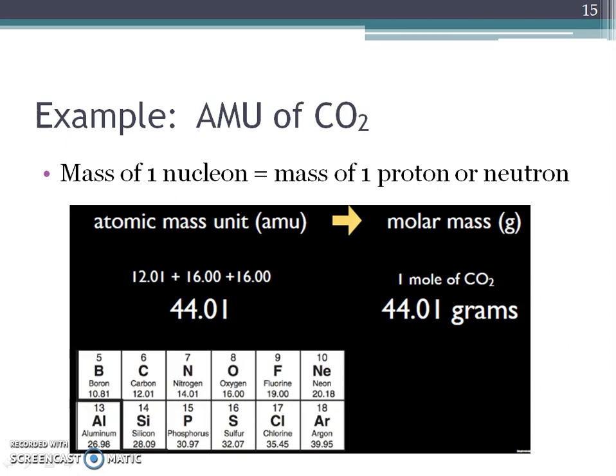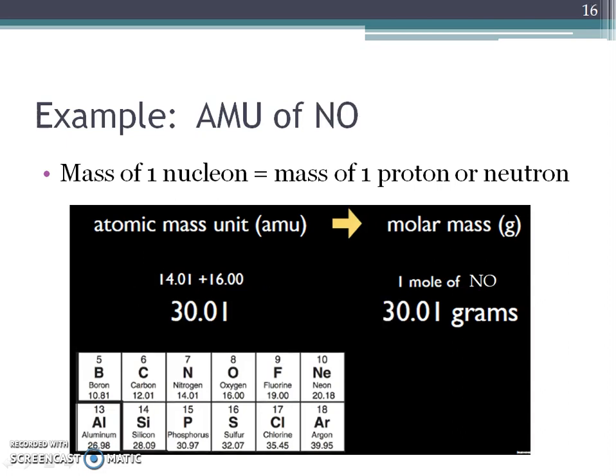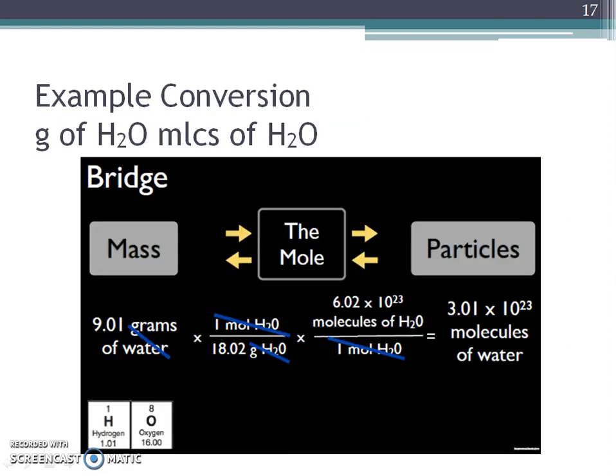He did a couple of examples, and this one was of amu CO2, and he just kind of went through the example on how do you use the mass on the periodic table to get to that gram per mole. And remember, when it says gram per mole, the per really means 1, and we can use it as a conversion. He did another example of nitrogen monoxide.